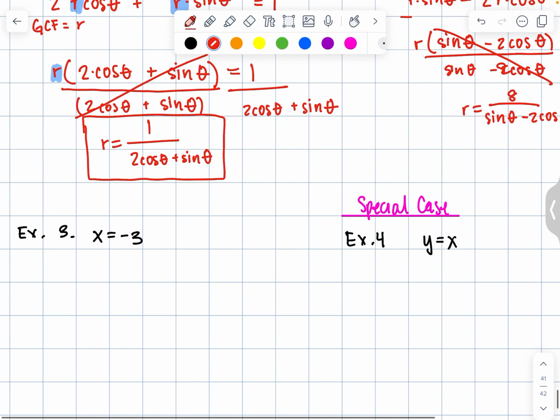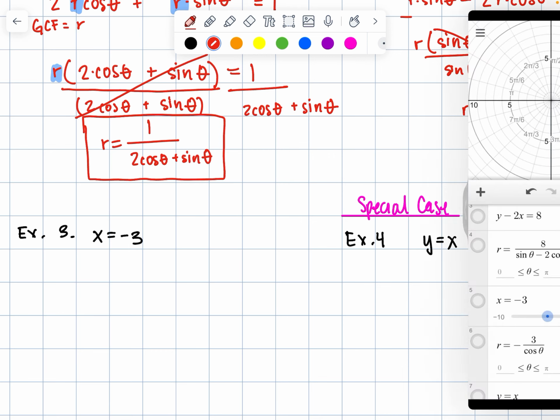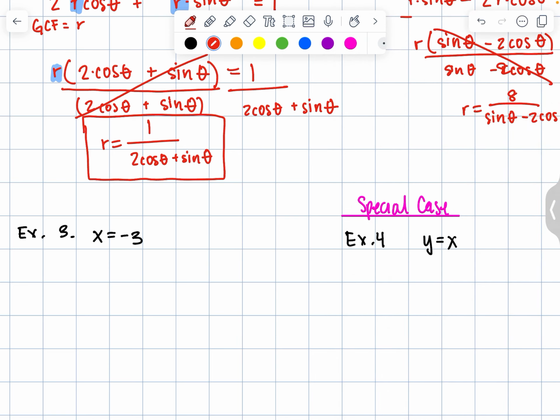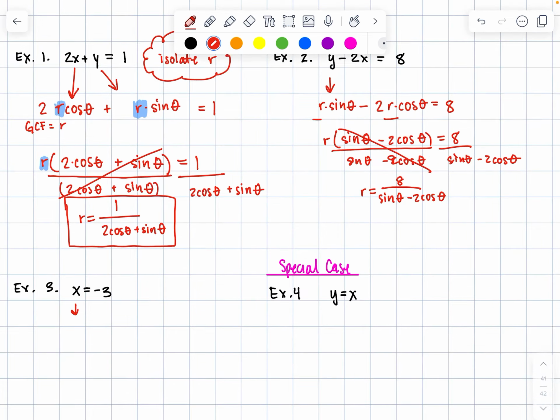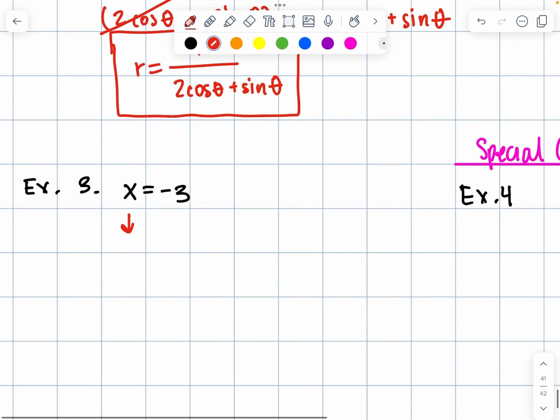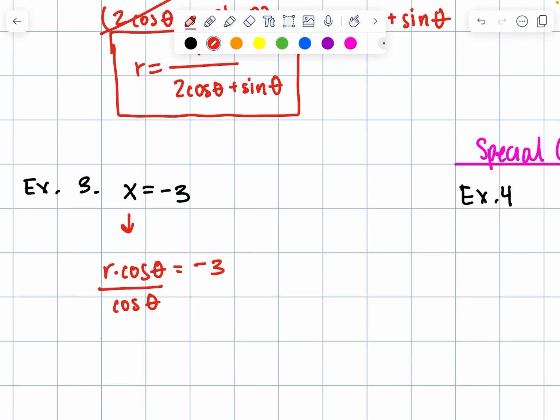Now what happens though when we have an x is equal to negative 3? Hopefully you're able to remember that this is just a vertical line. Okay, so here it is in the black, vertical line. Well, the moment we convert x, so we know x is equal to r cosine theta, we have our two variables there. r times cosine theta is equal to negative 3. All we have to do this time is divide out cosine theta, which is kind of nice.